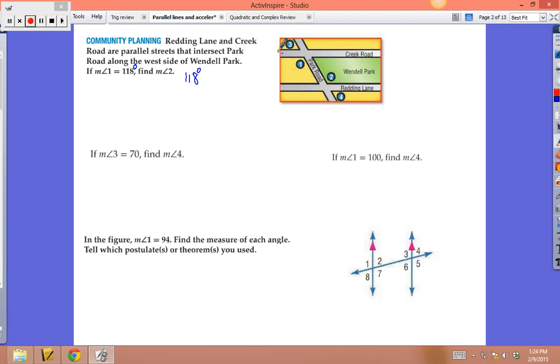If they tell you 3 is equal to 70 degrees, they want you to find 4. 3 and 4 are alternate exterior, and those are also congruent, so angle 4 would also be 70 degrees.